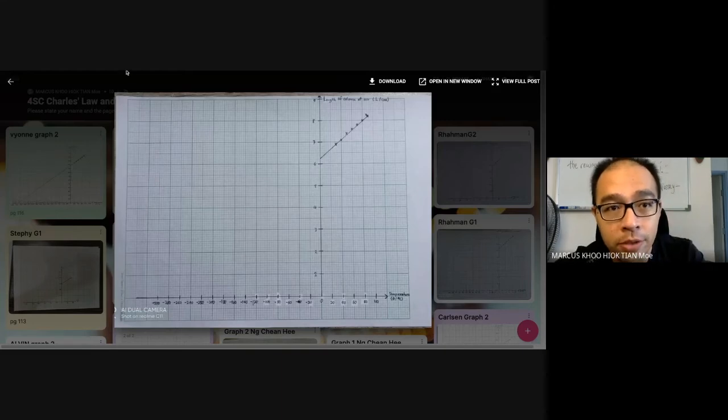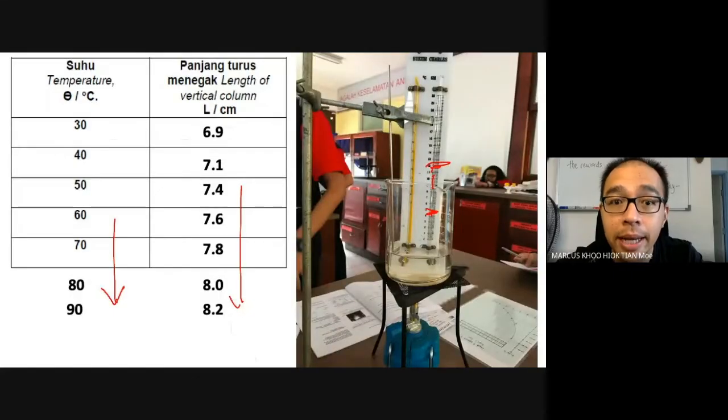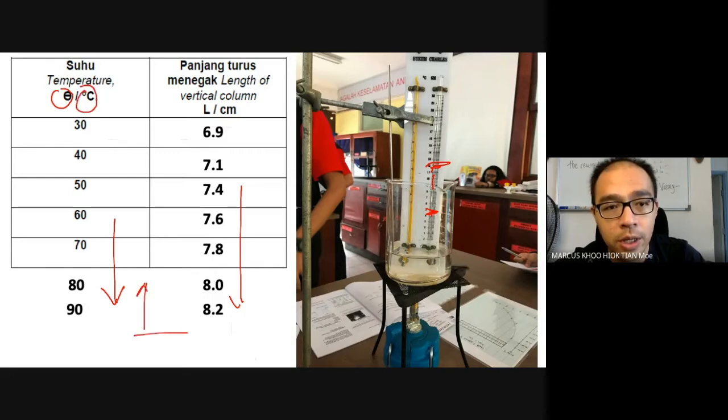Okay, so let's go back to the table. Sorry, this is the problem with changing screens. Okay, always have the symbol and the unit. Okay, that's the very important thing. So in this case, you'll find that the symbol is theta for temperature and the unit is degrees Celsius. So when you write it in your graph, you need to make sure it's theta and then slash degrees Celsius. You don't have to write the words.